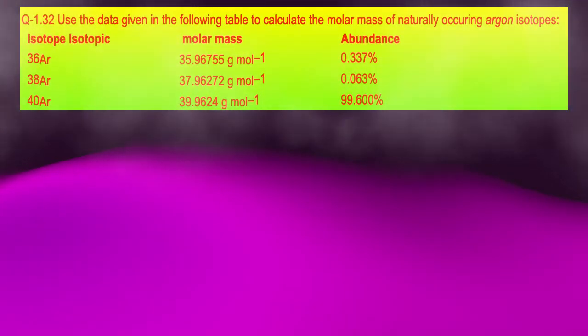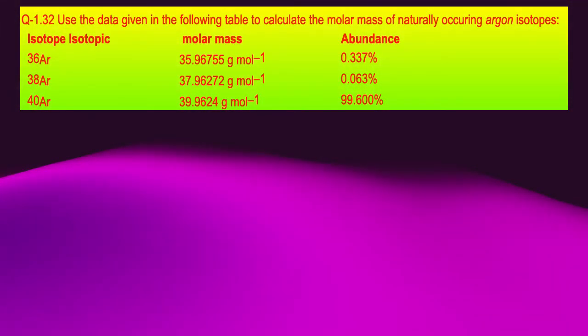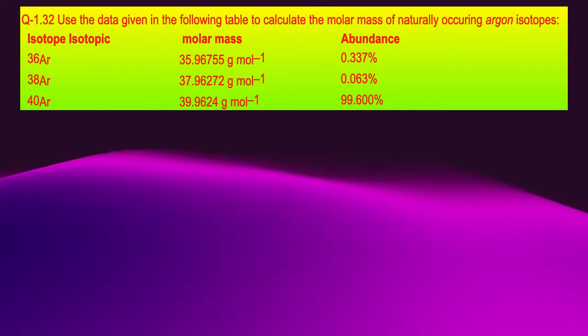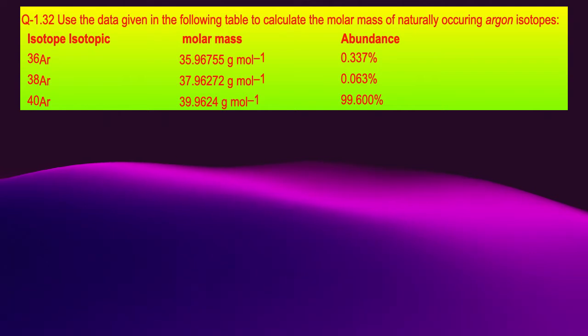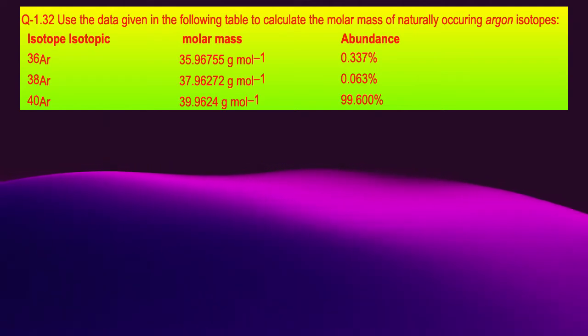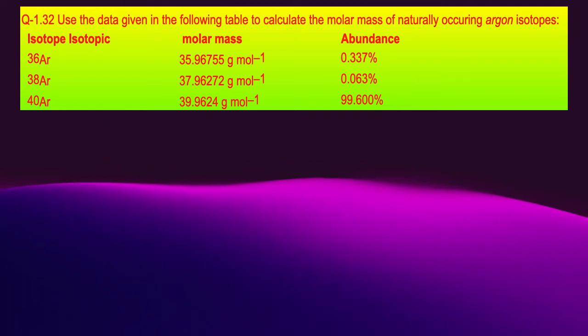Now the next numerical is 1.32. Use the given data in the following table to calculate the molar mass of naturally occurring argon isotopes. There are 3 isotopes of argon, 36, 38, 40. Molar mass and abundance are given.